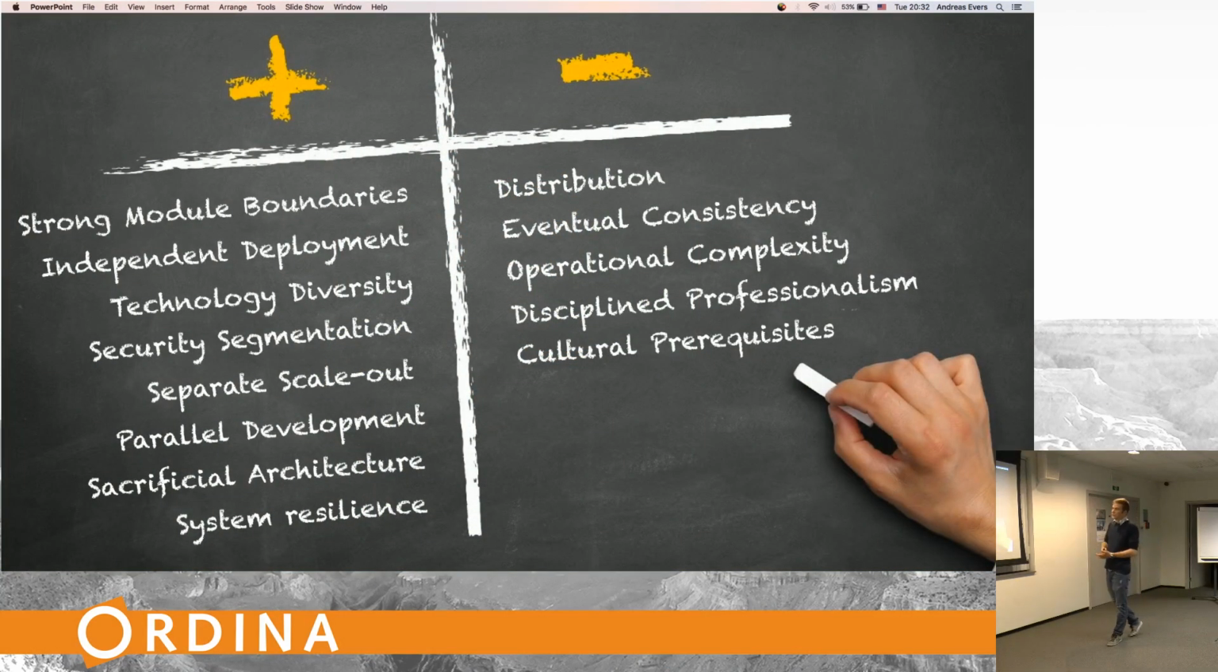This is the complete trade-off table, whatever. On the left side, strong module boundaries. Now you can work in a bounded context. So you only have to deal with the complexity of your specific ubiquitous language. This is great, right? You have independent deployments.